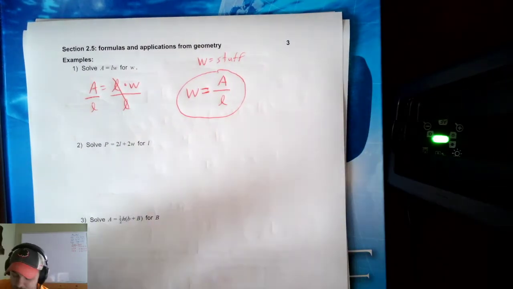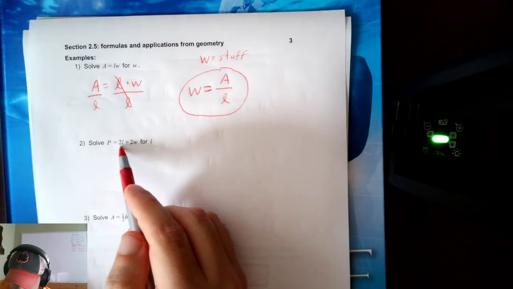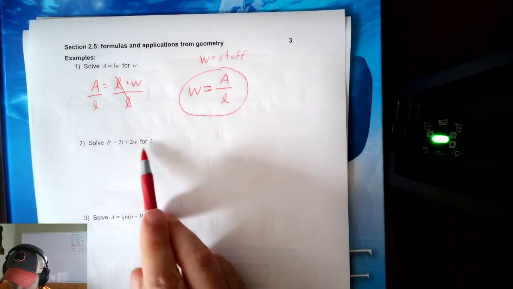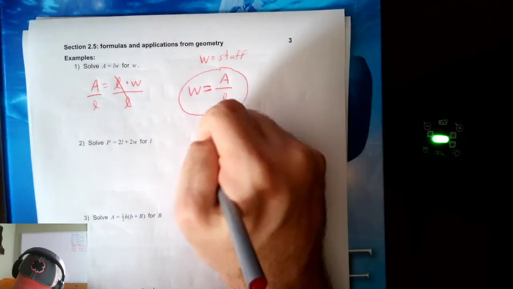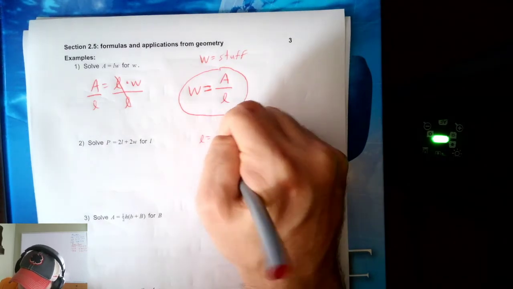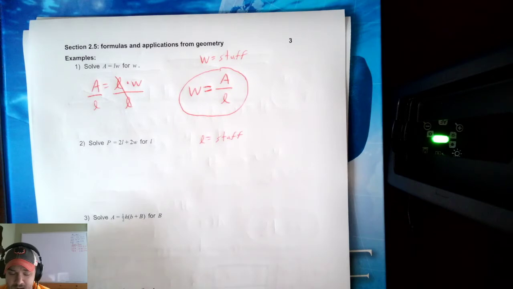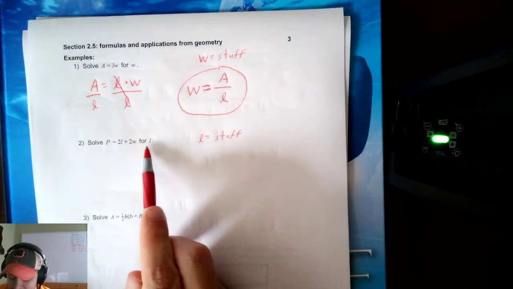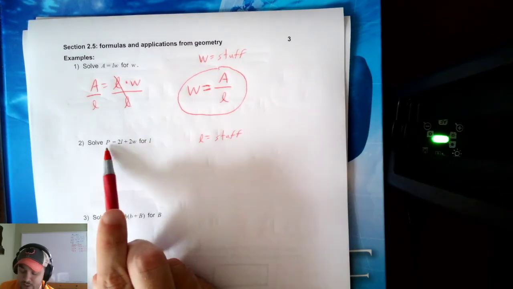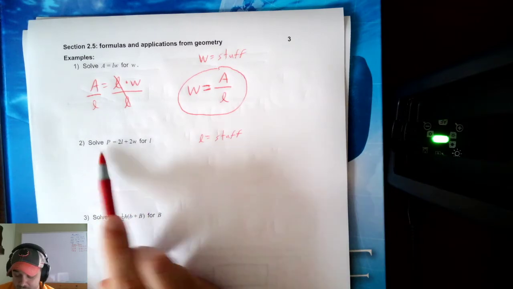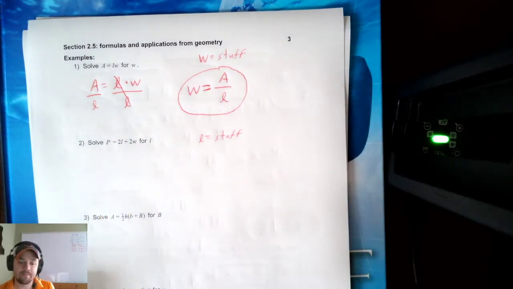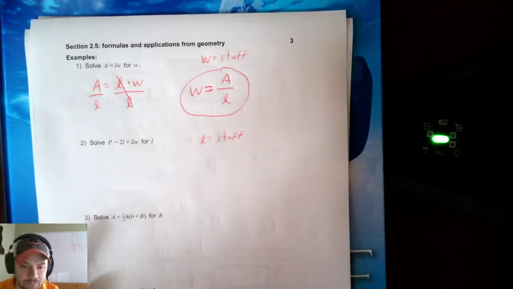Let's take a look at the next one. P equals 2L plus 2W, for L. So my goal, I always like to write my goal first, is I'm trying to get L equals stuff. I'm trying to get L alone. That's what it means to solve for L. It's currently solved for P, right? The perimeter formula for a rectangle is solved for the perimeter.